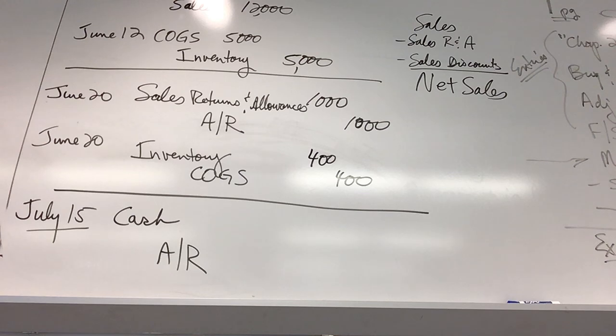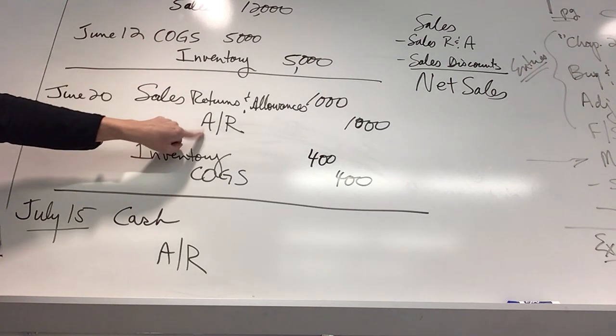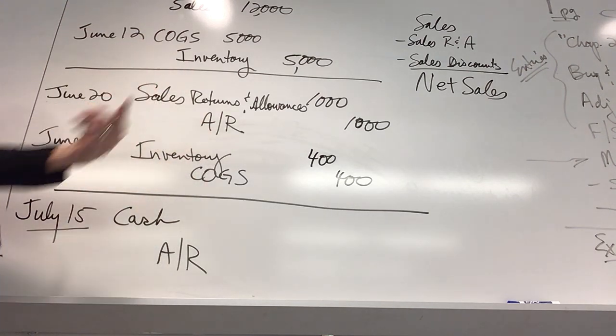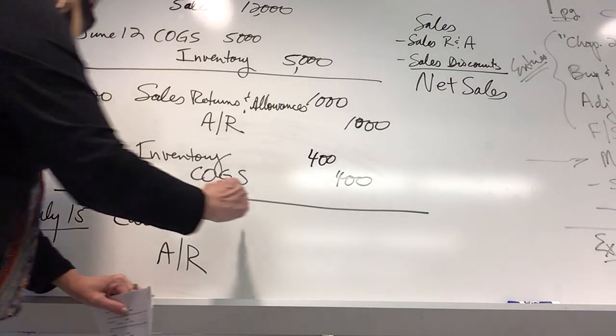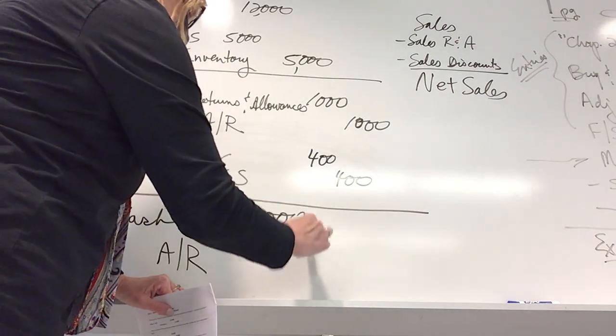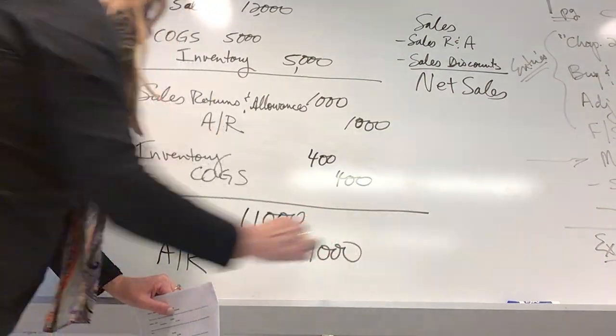The only thing is we need to know how much it should be. How much do they still owe us at this point after the return? They owed us 12, right? Receivable, and then we reduced this receivable 1,000 when they returned it, so now they only owe us 11. All right, did everybody see that?